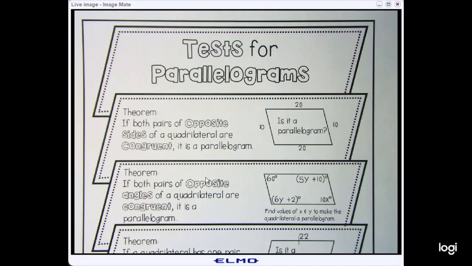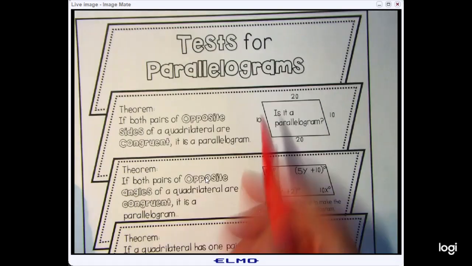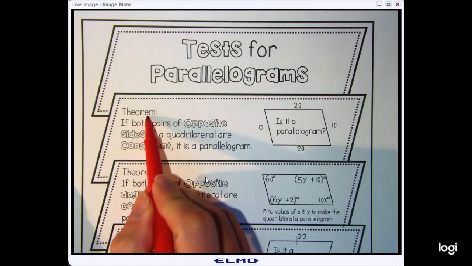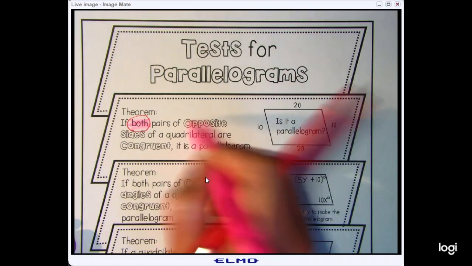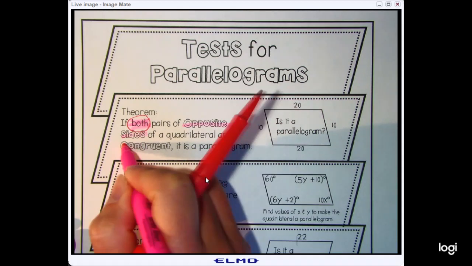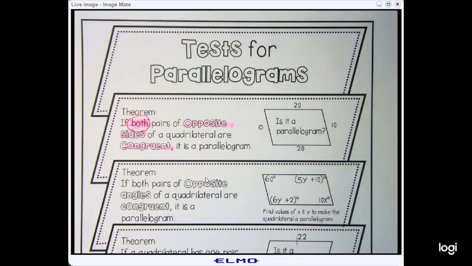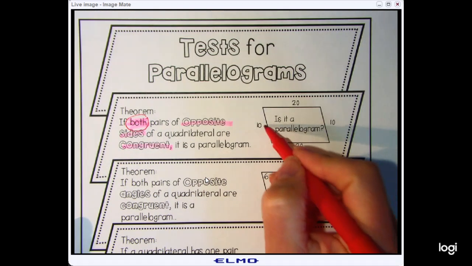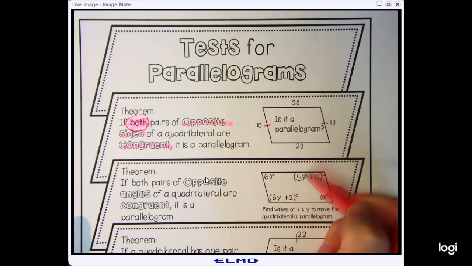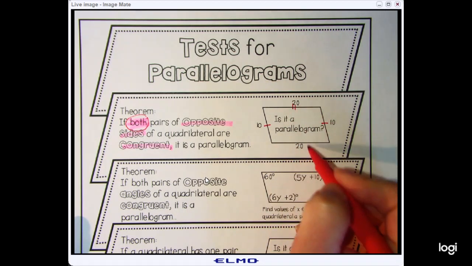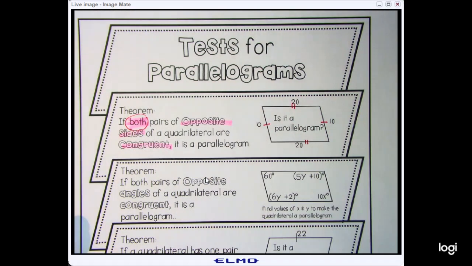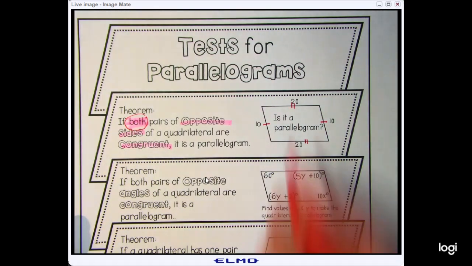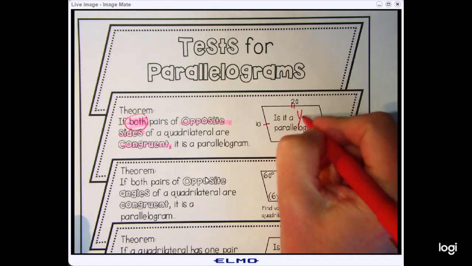The first one being both pairs of opposite sides. All right, not just one, but both. They have to be congruent. So let's see. 10 is definitely congruent to 10, and 20 is definitely congruent to 20. Both pairs are congruent. Is this one a parallelogram? Yes.